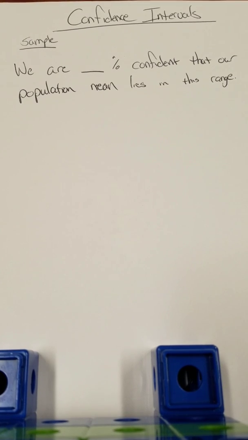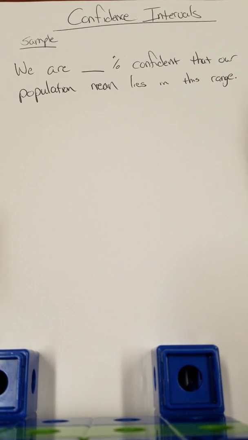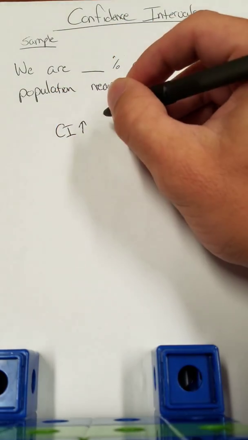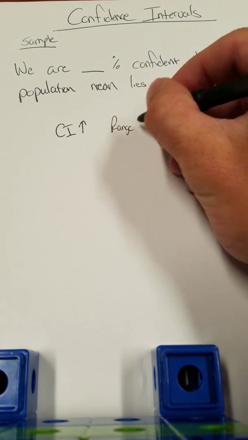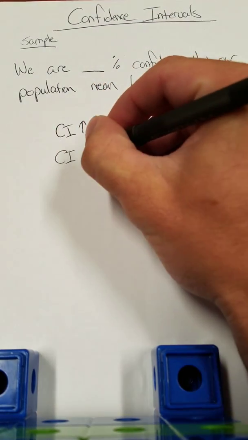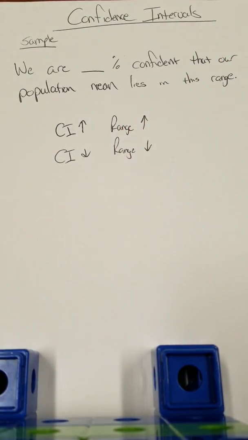So if we're looking at the 80% confidence interval, we're talking about we are 80% confident that our population mean lies in this range. As our confidence level goes up, our range increases. Okay? That only makes sense. As we go up in our confidence interval, our range is going to increase. As our confidence interval decreases, our range also decreases. So if we are 80% confident, then my range is going to decrease with that as well.